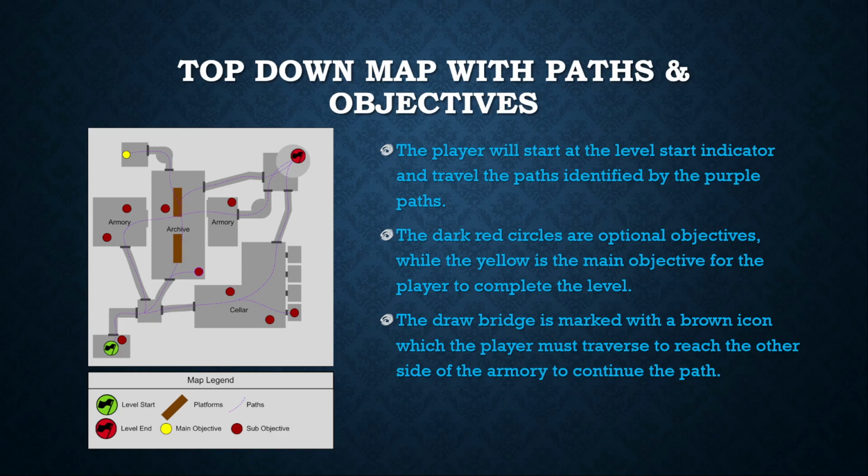This is the top-down with the paths and objectives shown. All the red dots on the map are the objectives. And the yellow is the main objective, which is the key. The drawbridge is marked with a brown icon, which the player must traverse to reach the other side of the armory to continue.